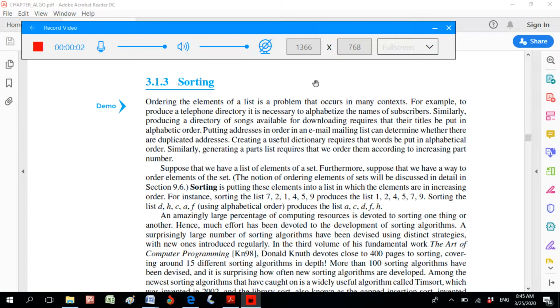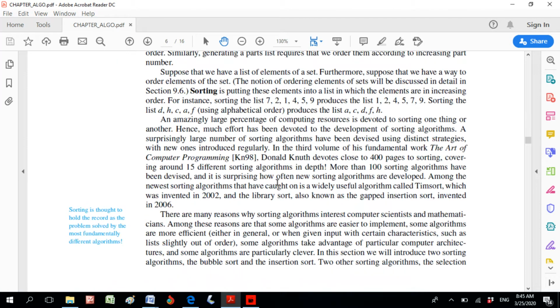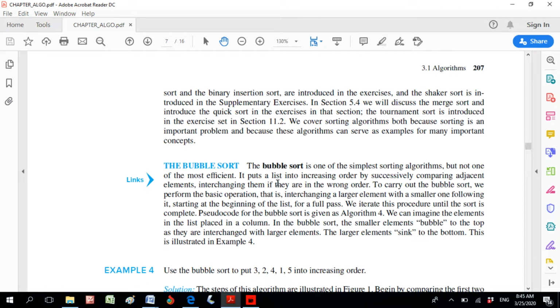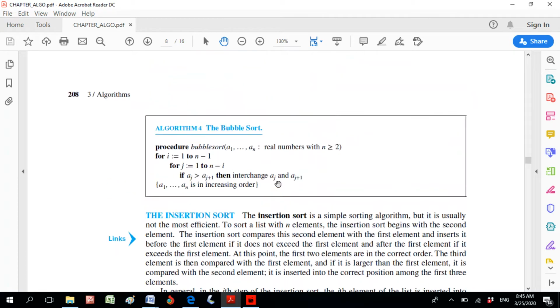Okay guys, I'm going to be discussing to you right now a very popular application of algorithms, and that is in sorting. There are a lot of sorting algorithms out there, but we're going to be focusing on two of them today. It's bubble sort and that of insertion sort.